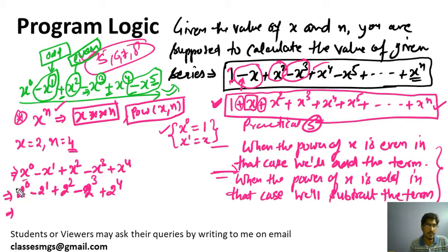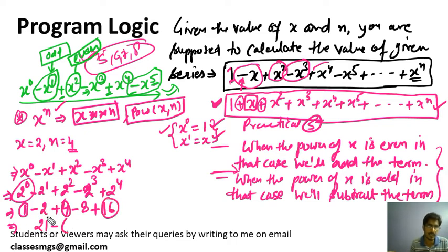So 2 raised to power 0 is what? Anything's power 0 is always 1. 1 minus 2 raised to power 1 will always be that number, 2. Plus 2 raised to power 2 is 4. Minus 2 raised to power 3 is 8. Plus 2 raised to power 4 is 16. Now this 1, this 4 and this 16 are the positives. So we are going to add them to get 21. Minus, how many negative numbers are there? 2 and 8. 2 and 8 will be added and subtracted, minus 10. So the output will be 11. So this is how this series is going to be solved.